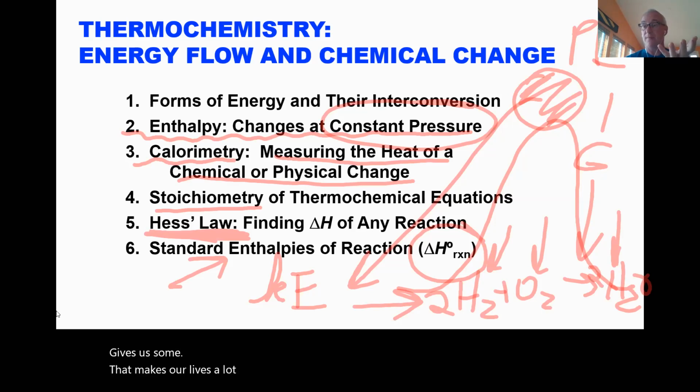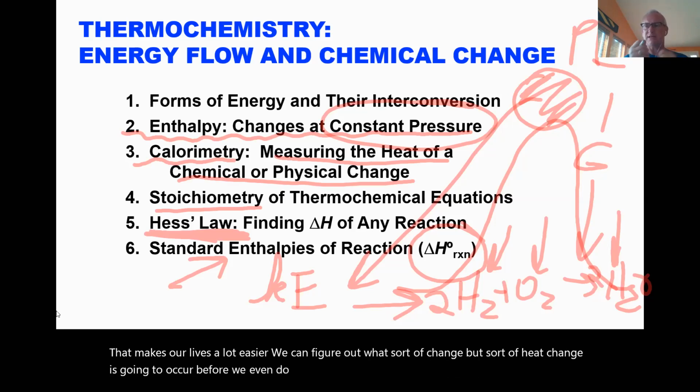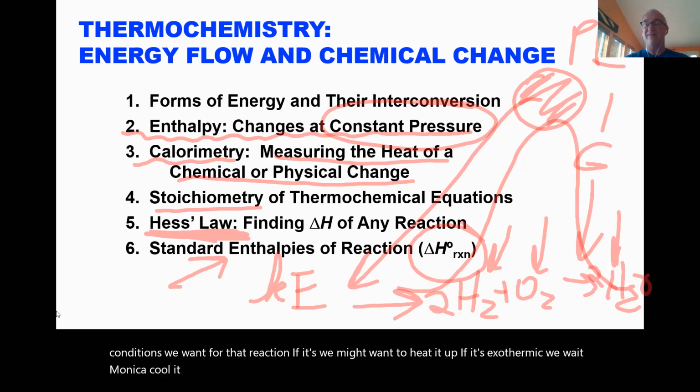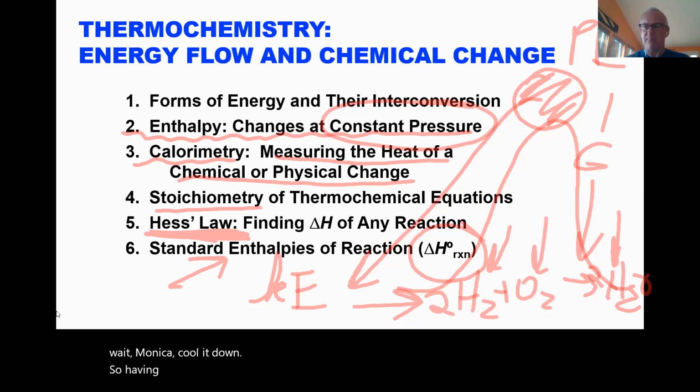We can figure out what sort of heat change is going to occur before we even do the reaction. That helps us figure out what kind of conditions we want for that reaction. If it's endothermic, we might want to heat it up. If it's exothermic, we might want to cool it down. So having that capacity helps us work these things out.